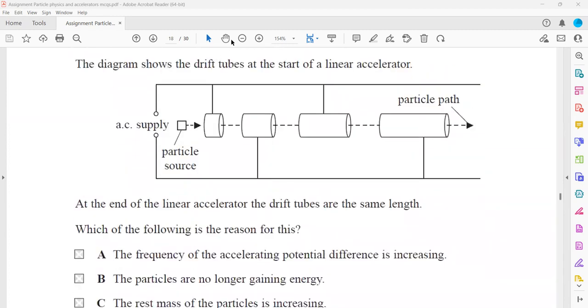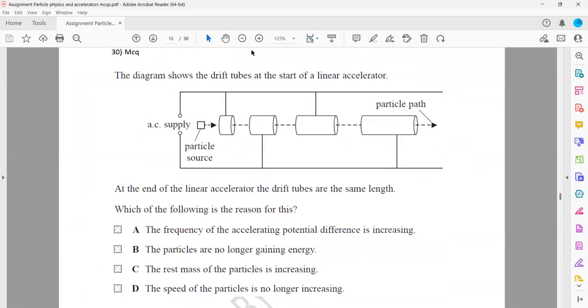The diagram shows the drift tubes at the start of a linear particle accelerator. At the end of the linear particle accelerator, the drift tubes are of the same length. Which of the following is the reason for this? At the end, we don't have much variation in the length. It's approximately the same. The reason for changing the length is that as the speed changes, the length changes. If the length is kept the same, it means the speed will not change.